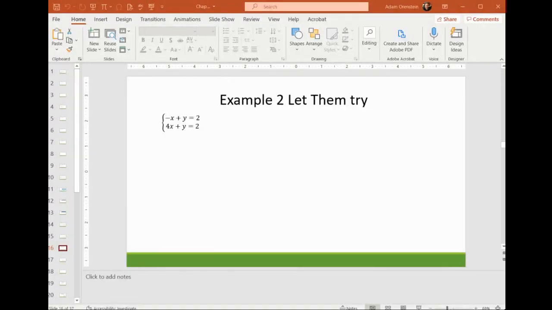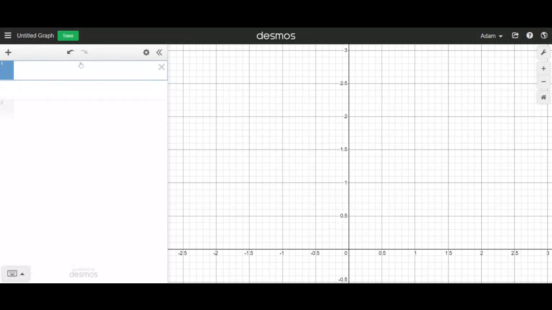Okay, so let's do this together. I'm going to stop sharing this. I'm going to go to Desmos. Oop, wrong button. All right, so we have that. Let me get rid of this actually. So again, we have the two graphs to put in. We want to graph them, okay?